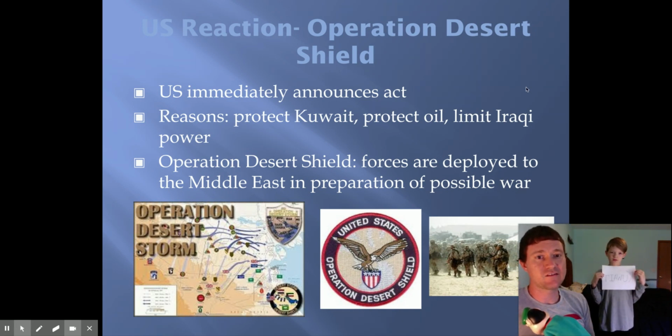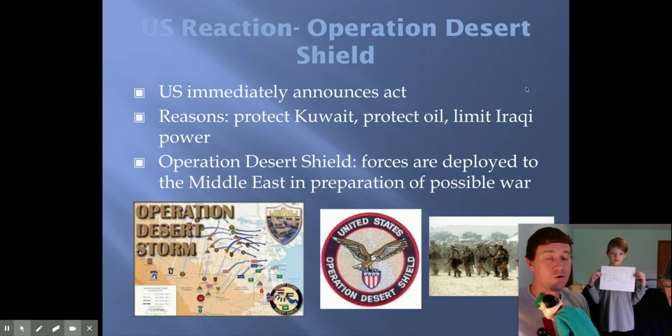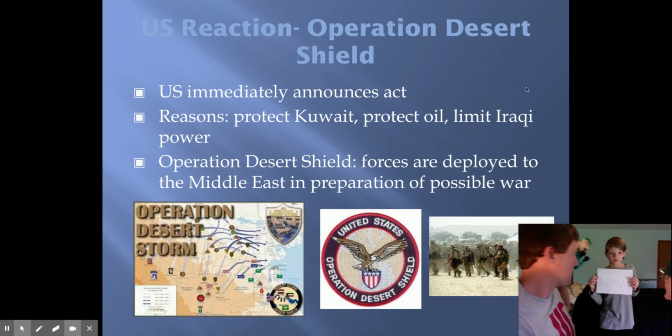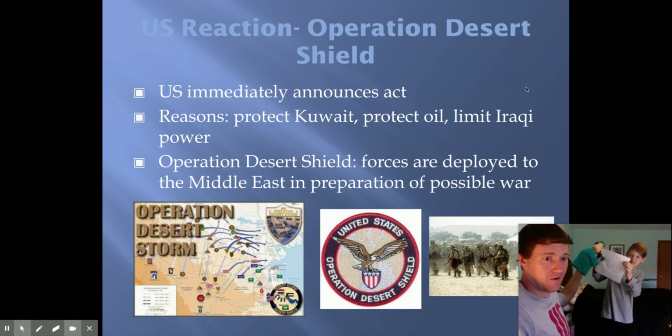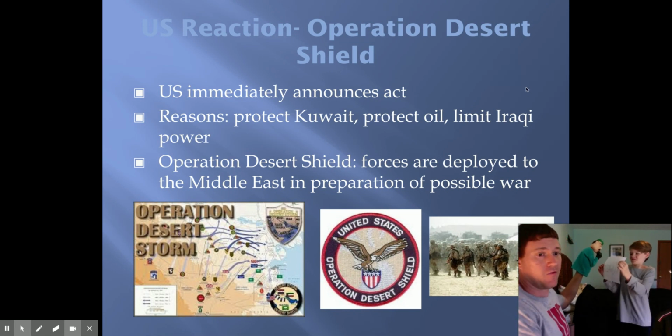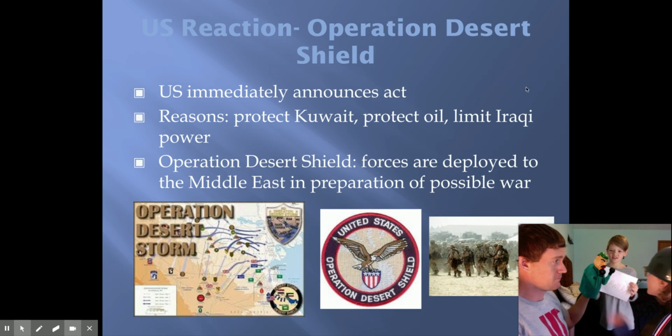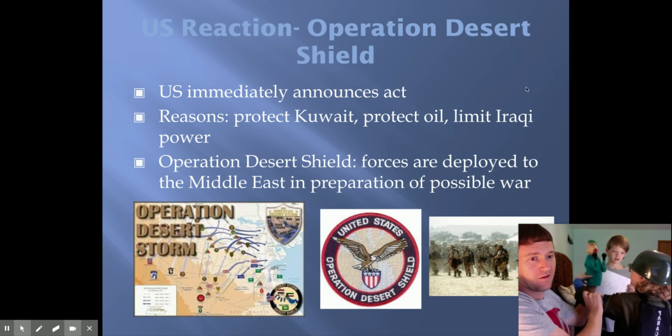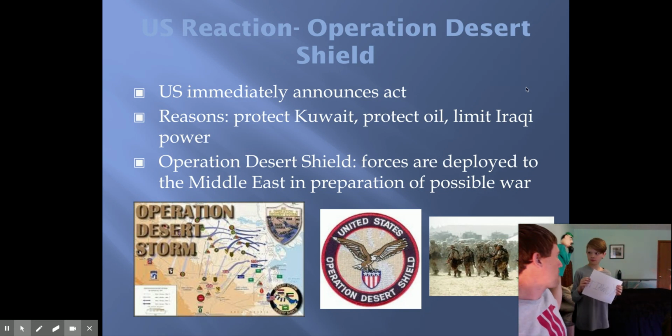And the United States stations troops in Saudi Arabia, who's one of our allies, and we are preparing for war. So if Iraq does not get out of Kuwait, then what's the United States going to do? They're going to stop it. So Operation Desert Shield, they're in Saudi Arabia waiting.